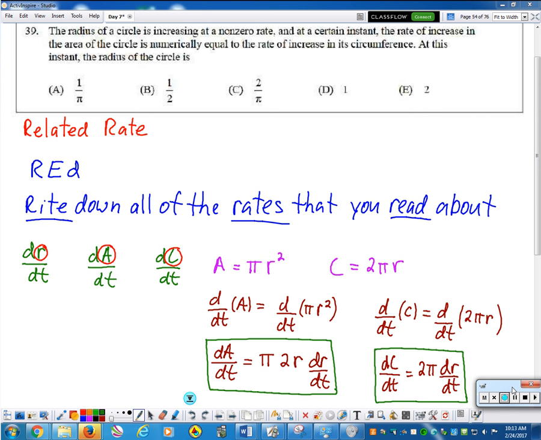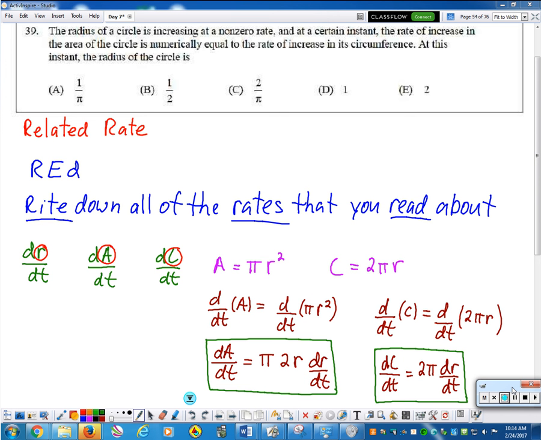So it says at a certain instant, the rate of increase in the area is numerically equal. Hey, somebody said set them equal to each other. The rate of increase in the area of the circle is numerically equal to the rate of increase in its circumference. So there is a reason. Now look, it's only at that instant.